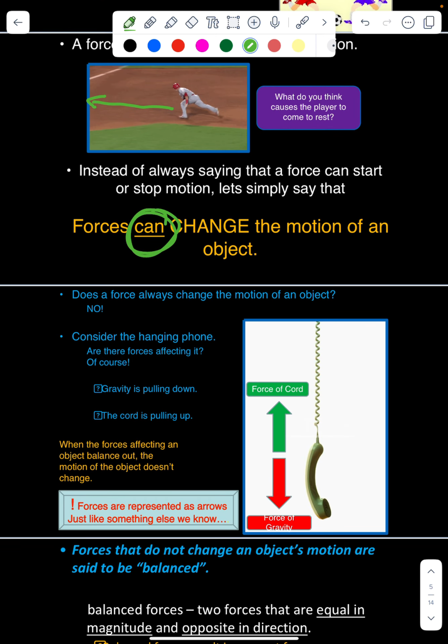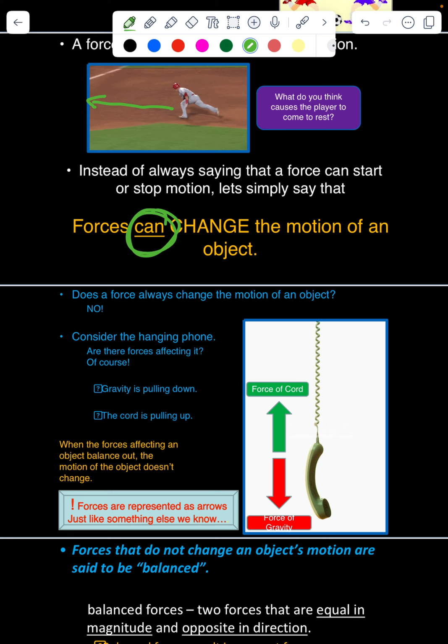If we look at this phone, I know that a lot of you have probably never even seen a phone like this in real life, but maybe you've seen it in a movie. This phone was just left hanging. This is how we used to put people on hold. We just left the phone right there.